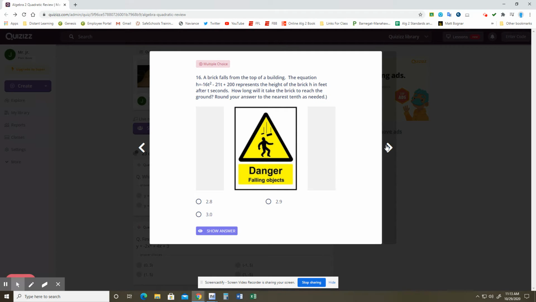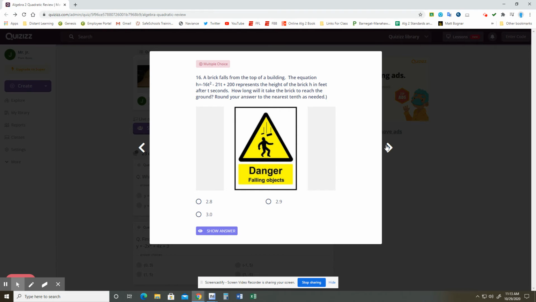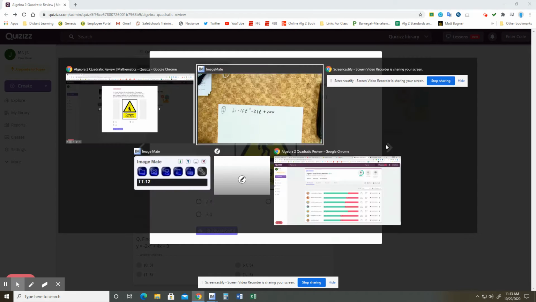A brick falls from the top of a building. The equation represents the height of the brick in feet after t seconds. How long will it take the brick to reach the ground? This is number 16. H equals -16t squared minus 21t plus 200. Let's see what we got going on here. Wait, going back a little bit, they want to know when will it reach the ground, round to the nearest tenth.